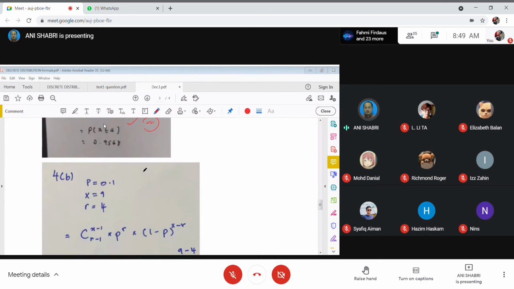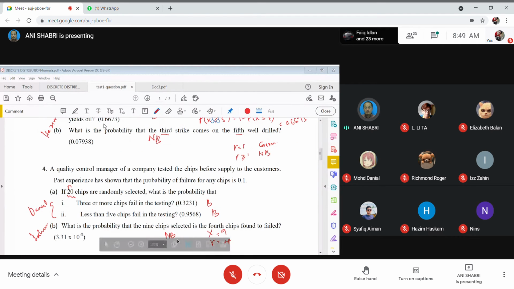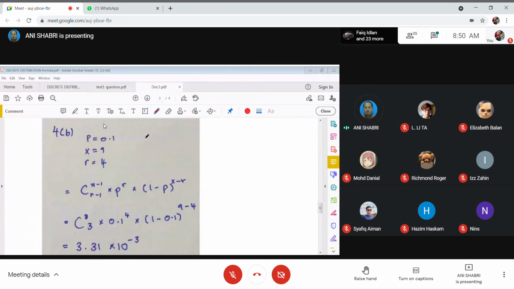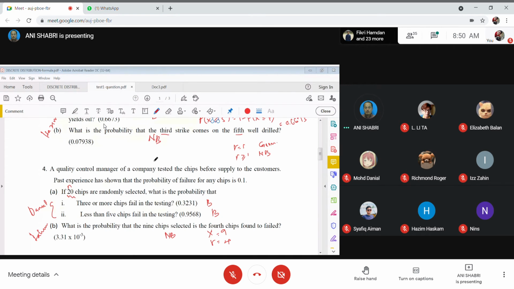Number 4B. Okay, 4B. Okay, what is the probability? 9 chip selected is spot. Okay, fail. Okay, this straightforward using P. This one, okay. We can get the answer 0.00. Okay.